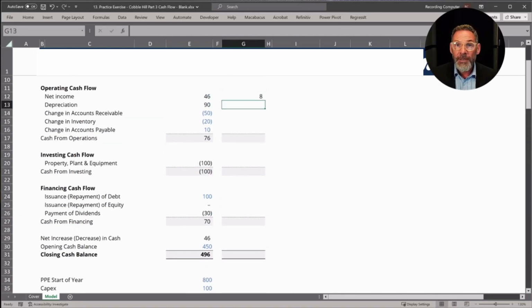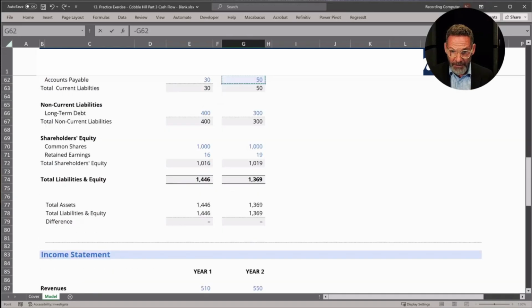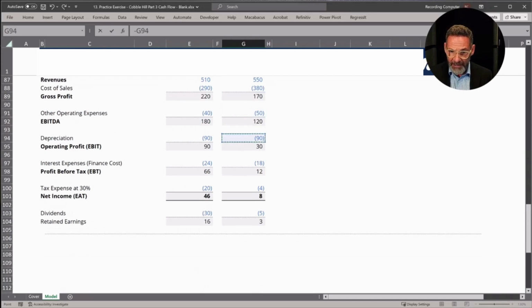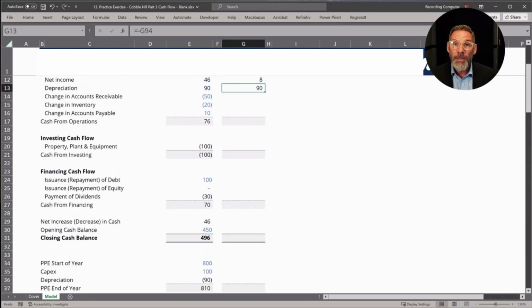Then what we're going to do is we're going to add back depreciation. So I'm going to put a negative sign here, because then what I'm going to do is find that depreciation number, which we know is 90. And I need to make sure it's a positive, because remember, we add back non-cash expenses, and that's depreciation.